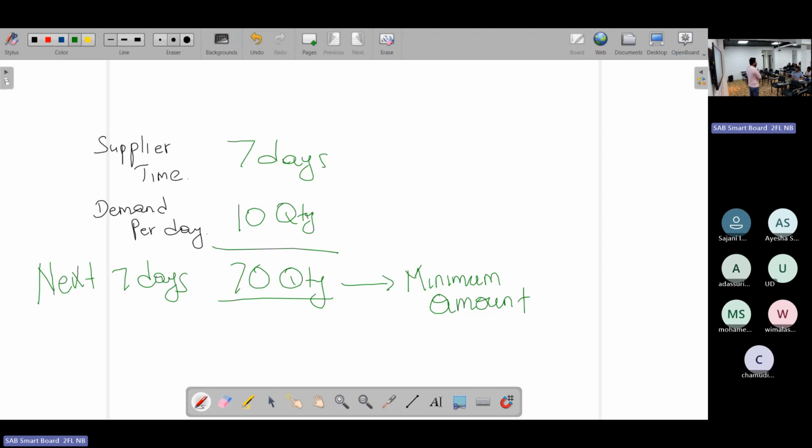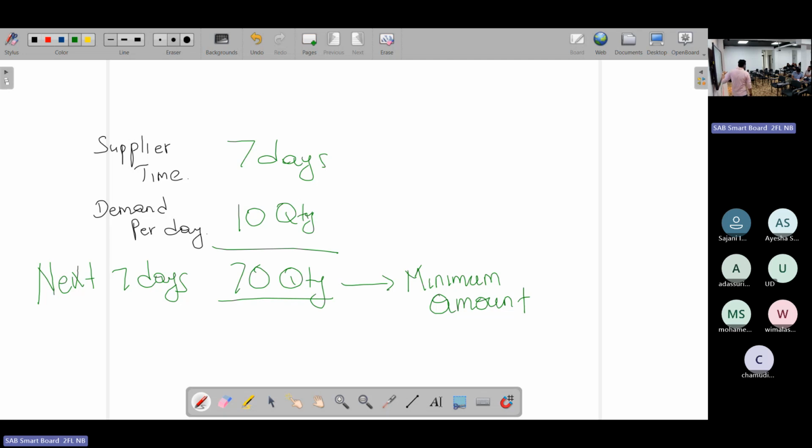In the first example, I gave 2 scenarios: 10 into 5, 10 into 7. So 50 and 70. I have told reorder level, but why did I tell reorder level with that amount? Because to understand that one. But exactly that is called minimum level, because at least for the next 7 days you should have this amount. That is minimum level.